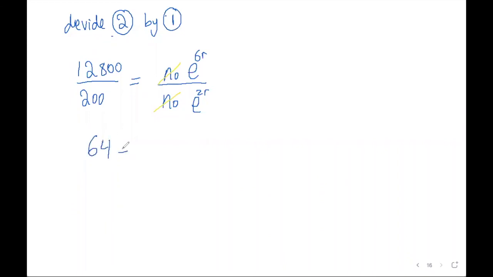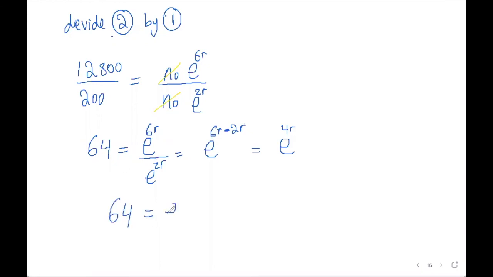So 64 equals e to the 6r divided by e to the 2r. Because we have the same base, this means 6r minus 2r, from the first chapter, and this is equal to e to the 4r. So now I get 64 equals e to the 4r. Take the ln for both sides. I get ln 64 equals ln e to the 4r.